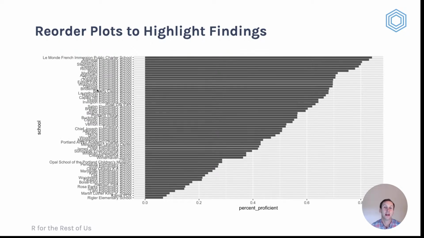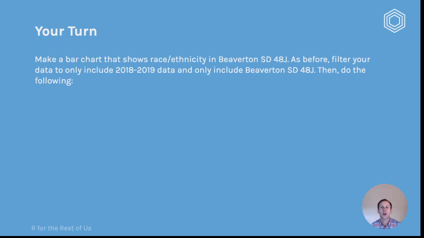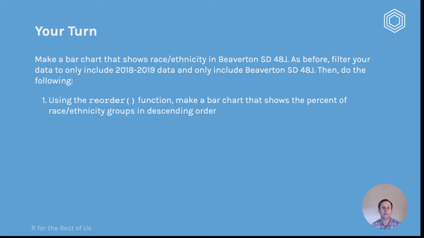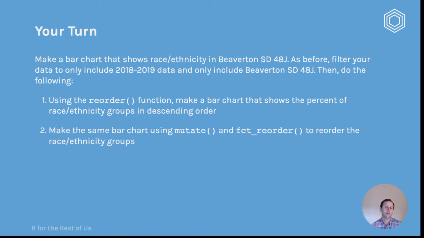Now when I run it, you see I get the exact same thing that I got when I did the reorder within ggplot. Okay. So for your turn, I want you to make a bar chart that shows race ethnicity again in Beaverton. Only use 2018-2019 data and only use Beaverton. Then I want you to do the following. Use the reorder function to make a bar chart that orders the race ethnicity groups in descending order, and I should say in descending order by which has the highest percentage. And then do the same thing using the mutate fct_reorder structure that I showed you.